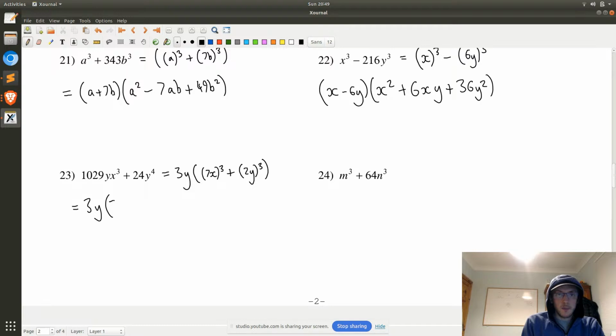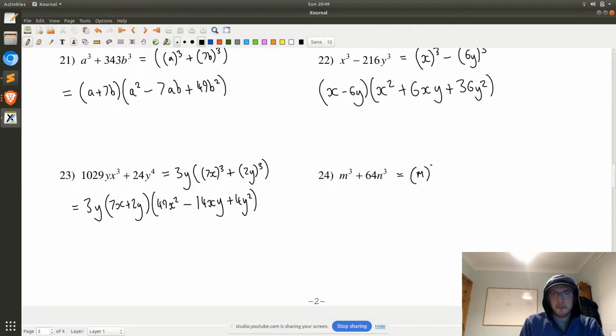So 7x add 2y. Open brackets. Square of the first one. Product of the inners, but take it away. Square of the last one.